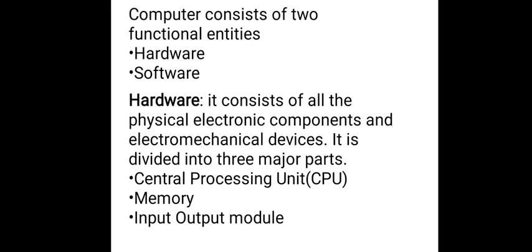It is divided into three major parts. First one is the central processing unit, that is CPU. Second one is the memory unit, that is the memory. And third one is the input output module or IO module. These are the important parts or components of any computer.